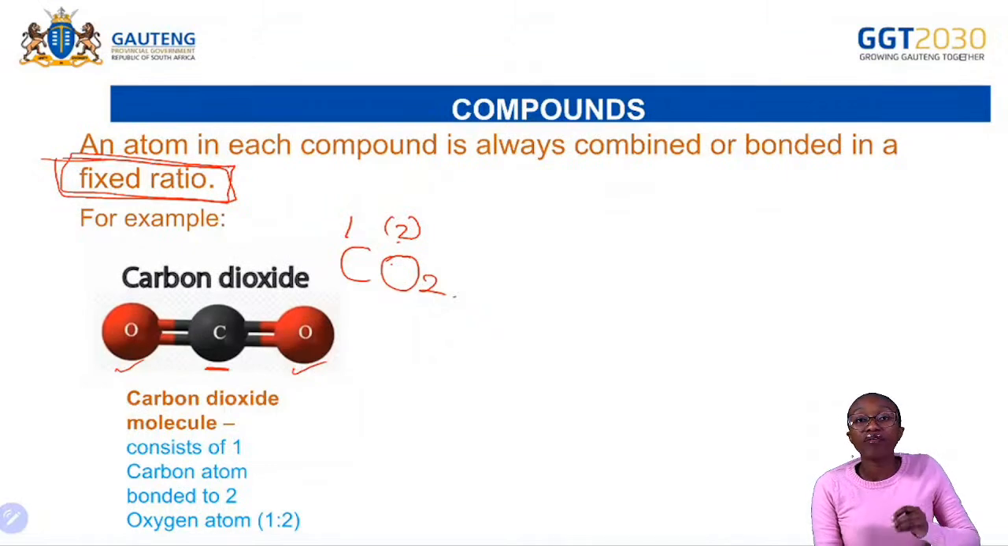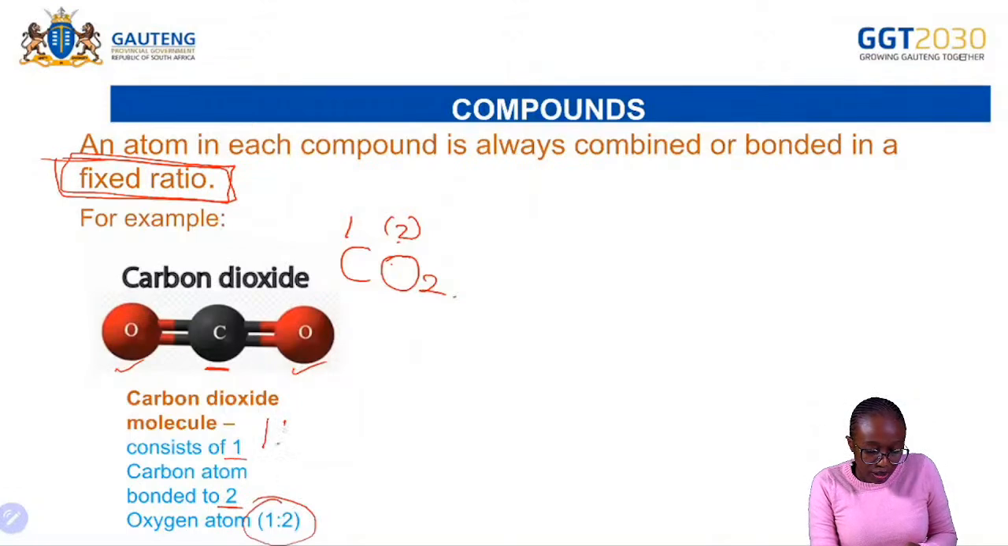Each and every carbon dioxide molecule of a compound has this ratio. It is always one carbon atom bonded to two oxygen atoms. So the carbon dioxide molecule consists of one carbon atom bonded to two oxygen atoms. So what is the ratio? The ratio is 1 is to 2. One carbon atom bonded to two oxygen atoms.